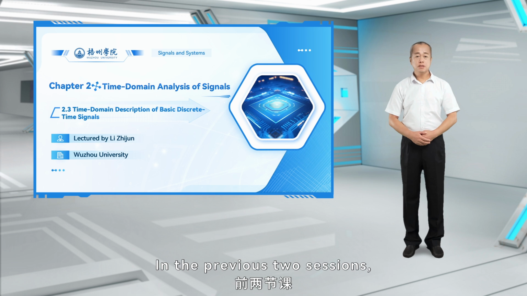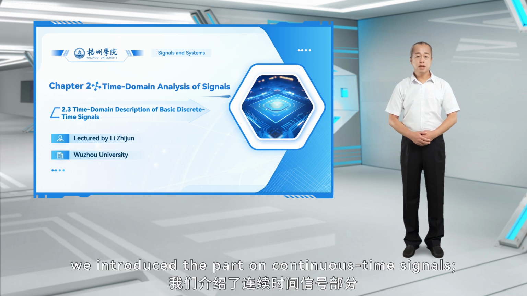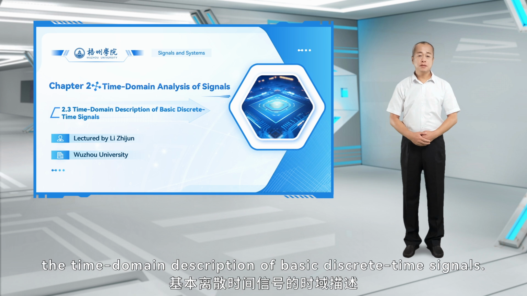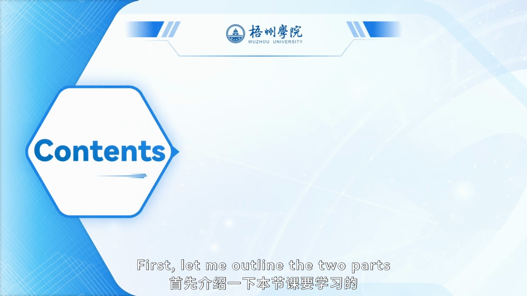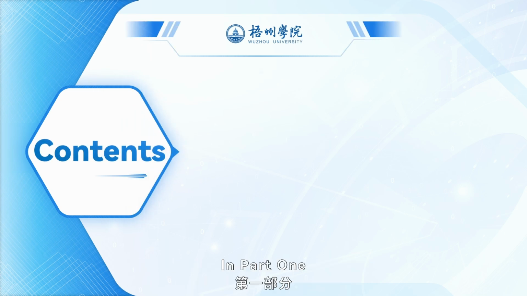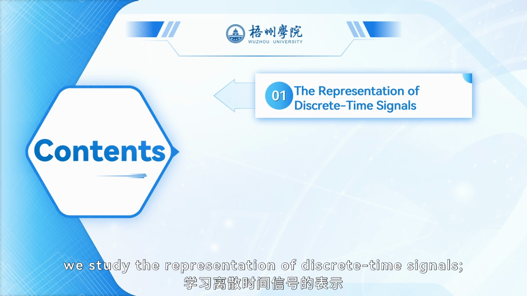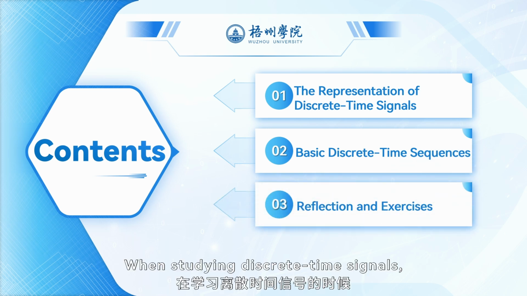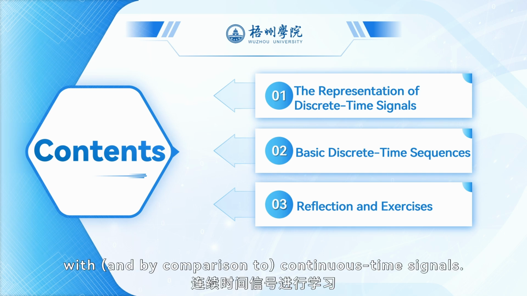In the previous two sessions, we introduced the part on continuous time signals. Today we will cover Chapter 2, Section 3, the time domain description of basic discrete time signals. First, let me outline the two parts we will study in this session. In Part 1, we study the representation of discrete time signals. In Part 2, we study basic discrete time sequences. When studying discrete time signals, we should learn them in parallel with and by comparison to continuous time signals.